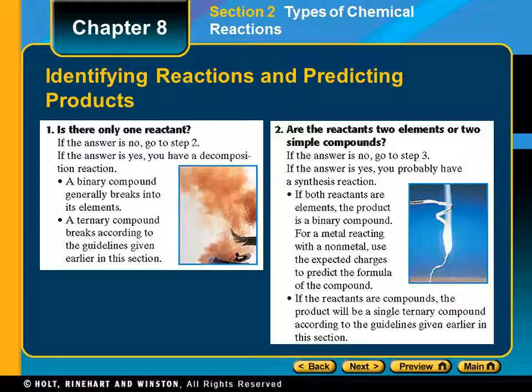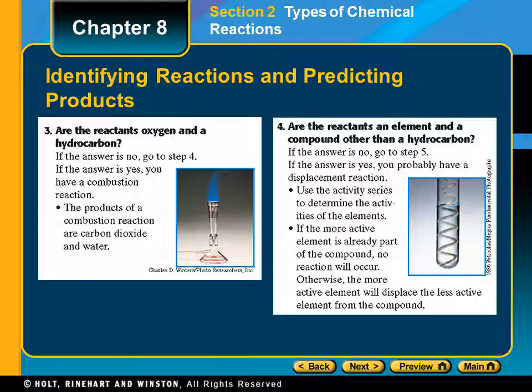Are the reactants 2 elements or 2 simple compounds? If the answer is no, go to step 3. If the answer is yes, you probably have a synthesis reaction. Question 3, are the reactants oxygen and a hydrocarbon? If the answer is no, go to step 4. If the answer is yes, you have a combustion reaction. And 4, are the reactants an element and a compound other than a hydrocarbon? If the answer is no, go to step 5. If the answer is yes, you probably have a displacement reaction.